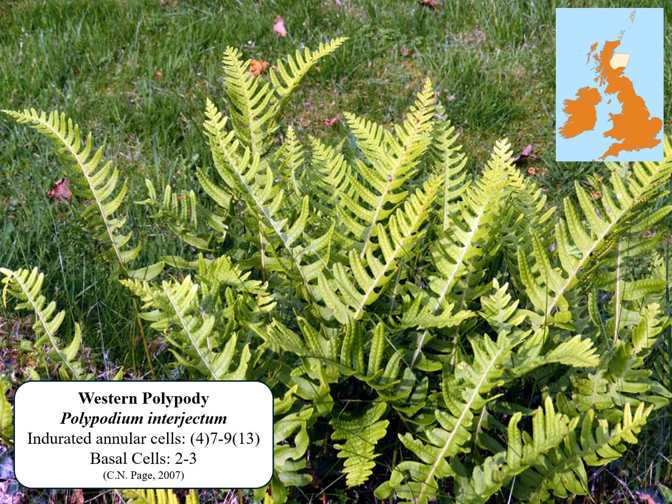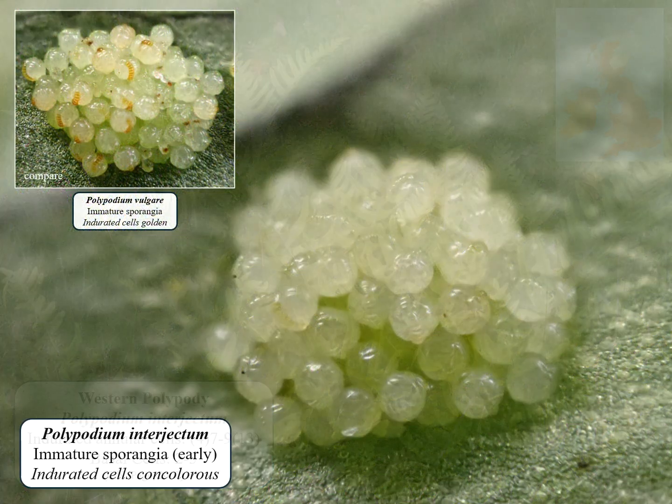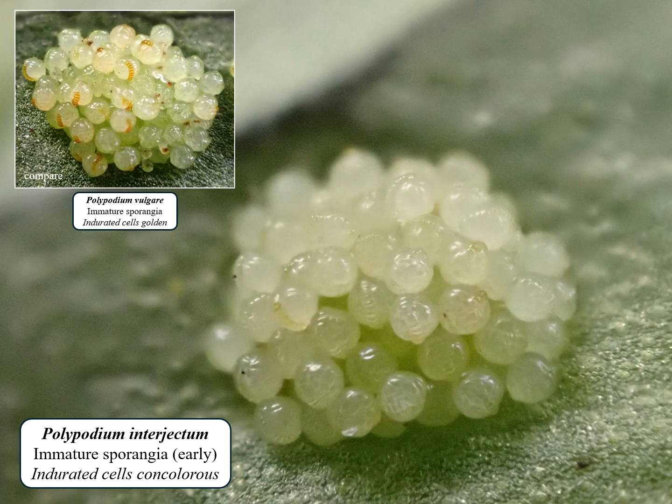Confirmatory characters for the western polypody, Polypodium interjectum. If you catch P. interjectum with fully developed sporangia at their earliest stage, the indurated cells will not be coloured, as they will be in P. vulgare at the same stage. Even here you can detect just the beginnings of darkening, and this character does not last very long.